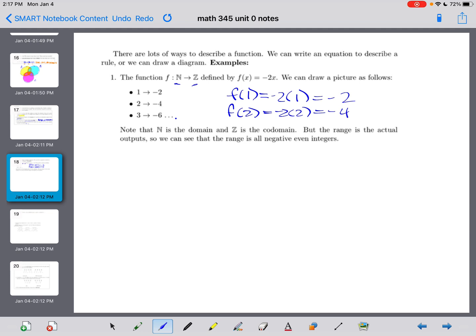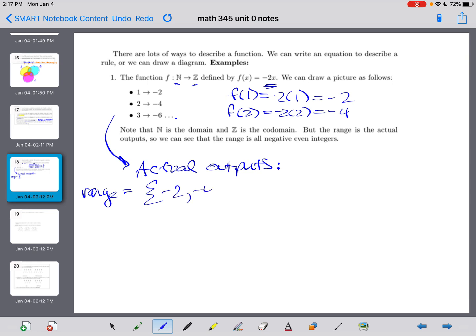The domain and the codomain were given to you, right? The domain was the natural numbers and the codomain was the integers, but the range is a set of actual outputs, and we can argue that the actual outputs of this function are always going to be even numbers, right? Because it's negative 2 times some positive number. And they're going to be negative. And so the actual outputs, or the range of this function, is going to be the set negative 2, negative 4, negative 6, negative 8, etc.